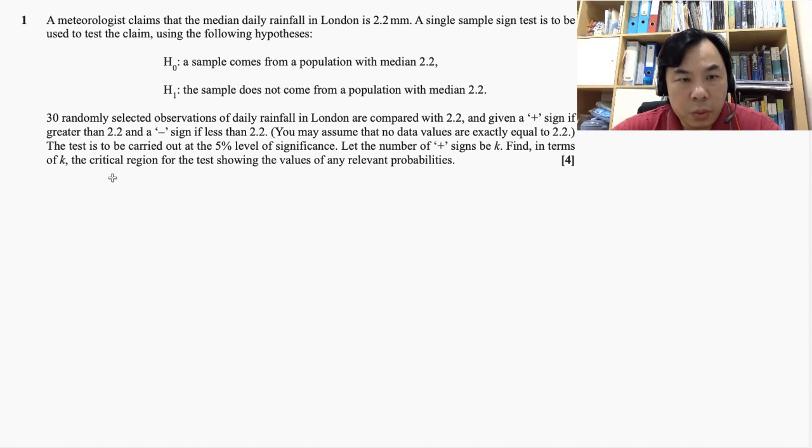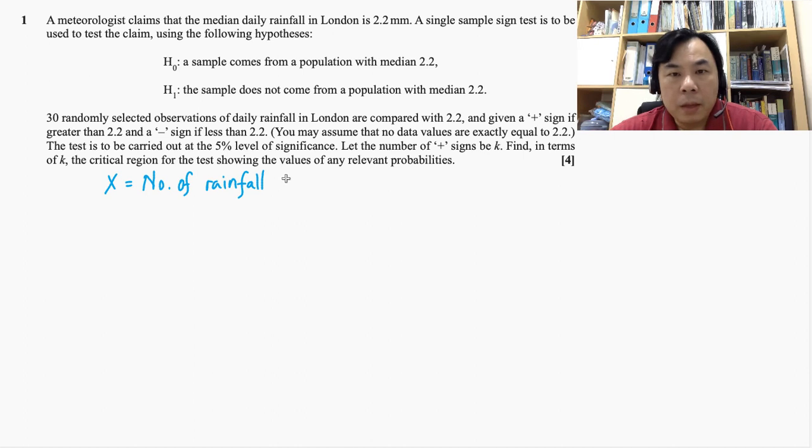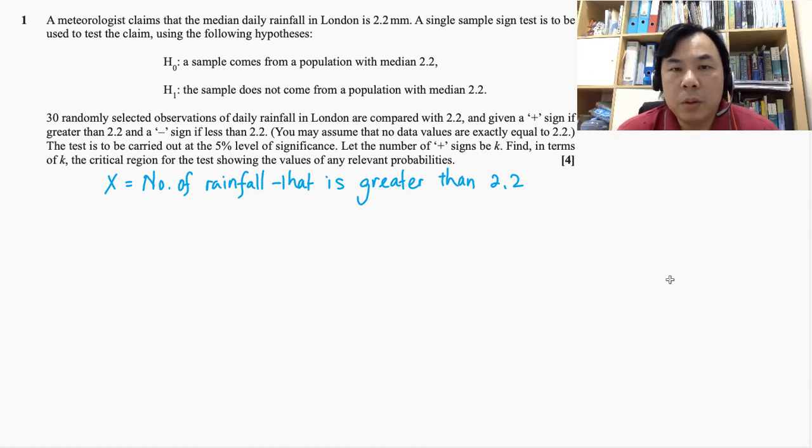Now, in this case, we will label our X to represent the number of rainfalls. Let that be k. In this case, we are actually performing a two-tailed test here. So the number of rainfalls that is not equal to, the number of rainfalls that is greater than 2.2.